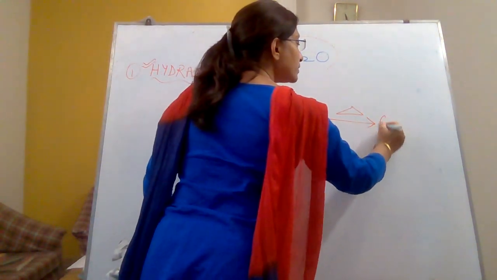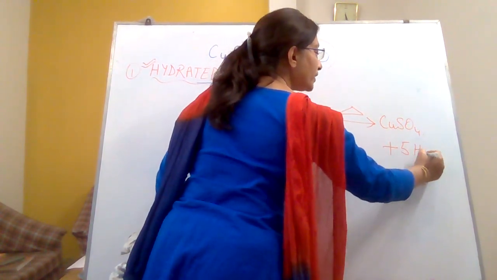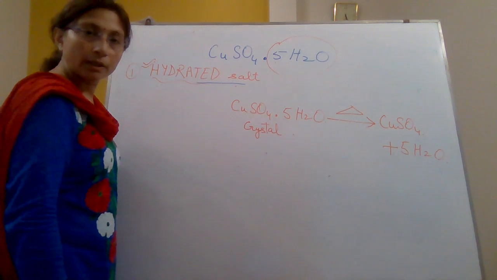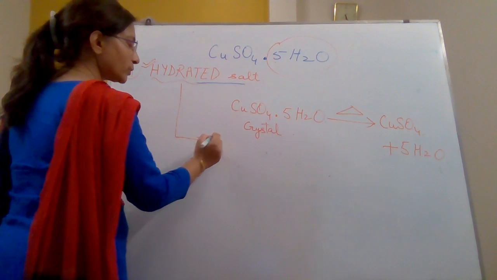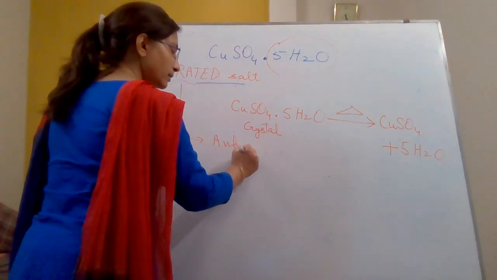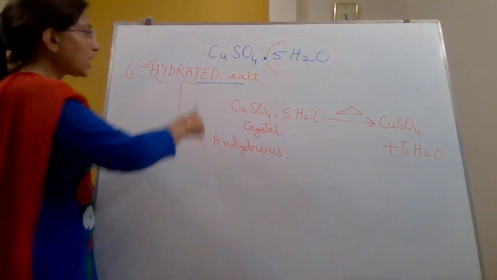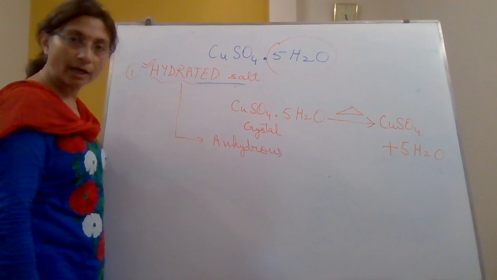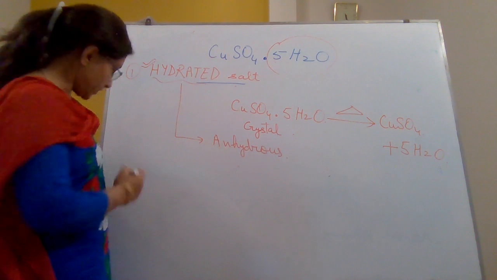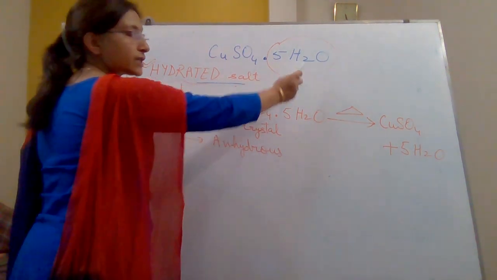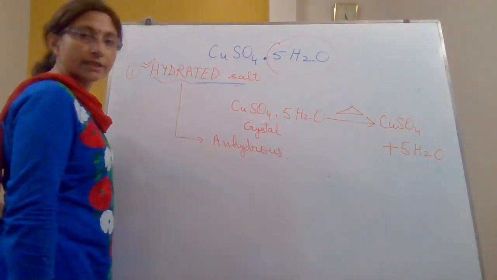We will obtain CuSO4 plus 5H2O. Right? So here what we are seeing is that hydrated salt is getting converted into anhydrous salt. Hydrated salt to the anhydrous salt. Simple हमने क्या किया है? We have only heated it. As soon as it is heated, the water of crystallization is lost and the anhydrous substance is obtained.